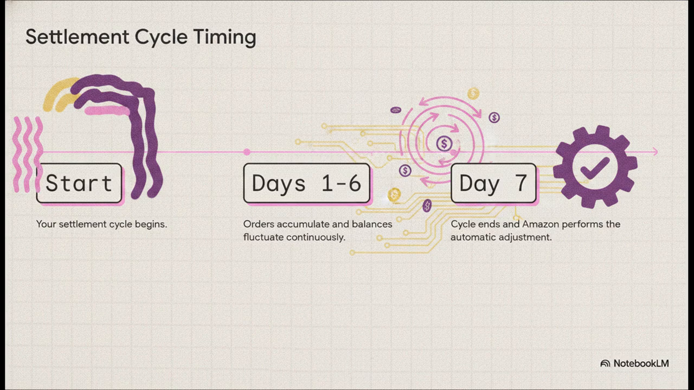Number 2, for the next several days, let's just say days 1 through 6, your orders accumulate and your balances are naturally going up and down continuously. Number 3, the cycle ends. It's really important to note that it is only at the very end of every single settlement cycle, like on day 7, that Amazon automatically checks your final balances and performs this adjustment. You don't have to click a single button. The system does the whole shebang right at the finish line.